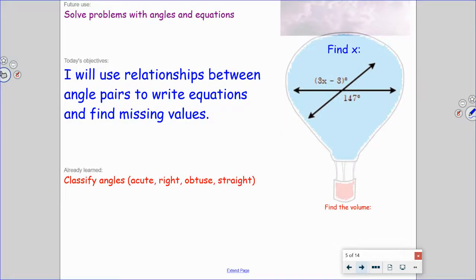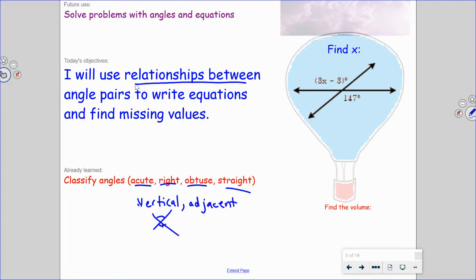Onward we go. I will use relationships between angle pairs, that's where we've been, to write equations and find missing values. Now, we've been classifying angles. We did acute, right, obtuse, straight. Yesterday, we learned vertical angles. We learned adjacent angles. Vertical means opposite, and they are congruent. Adjacent angles means right next to each other.